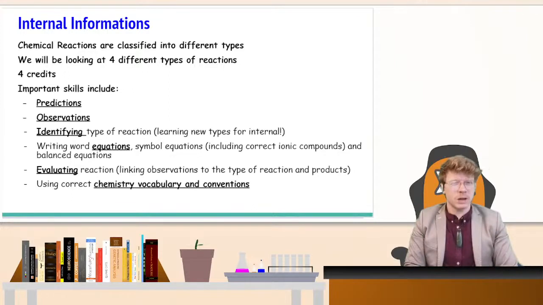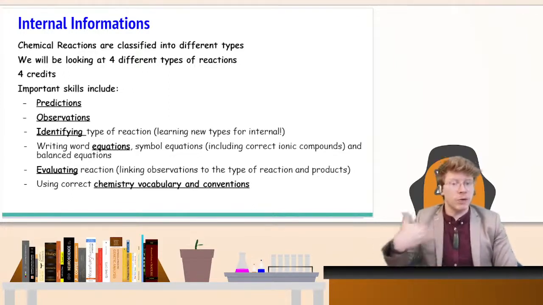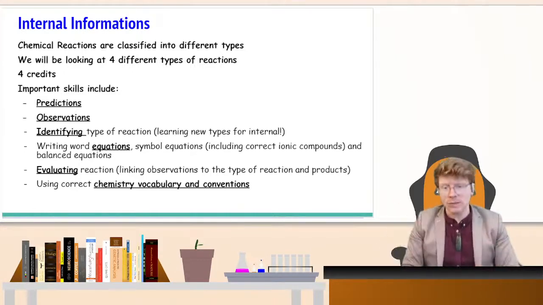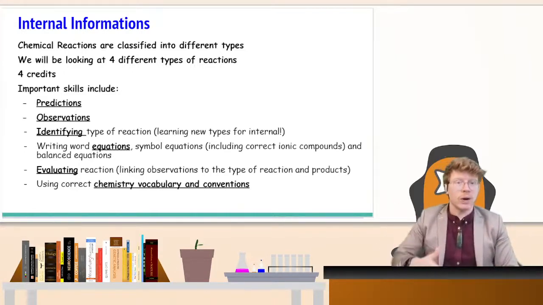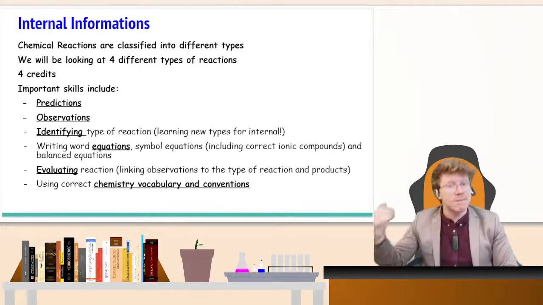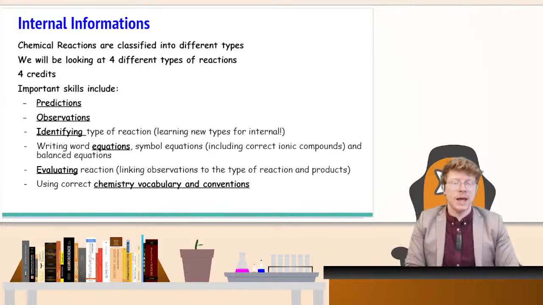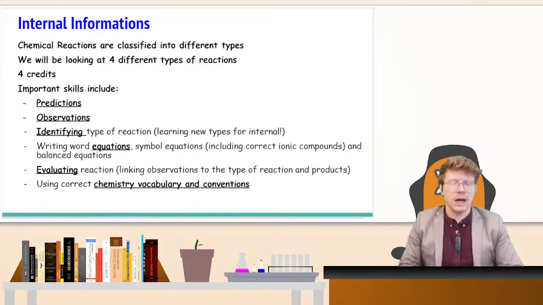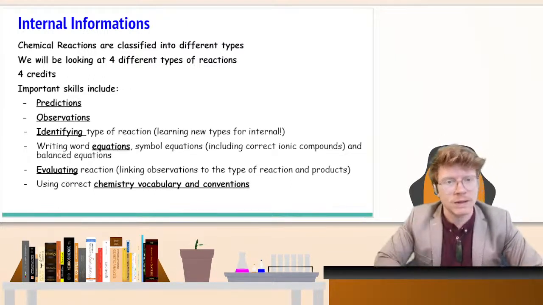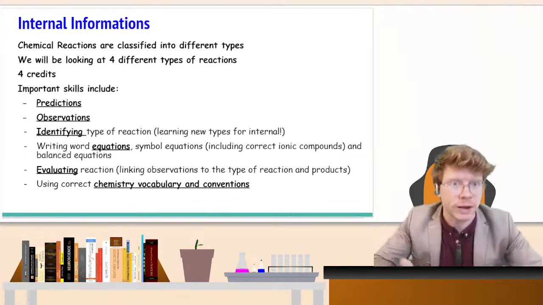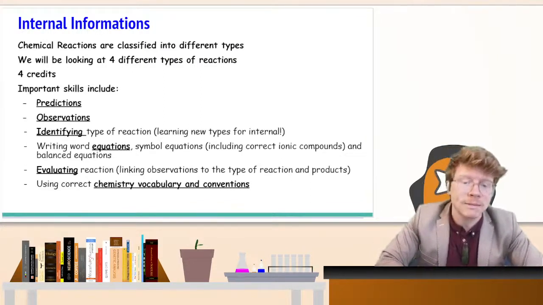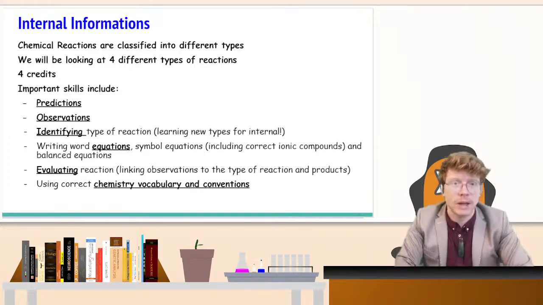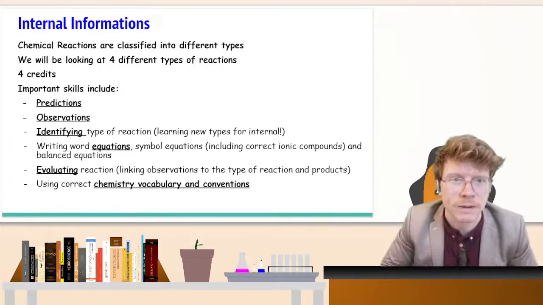The skills that you're going to be working on and that you'll be assessed on are predicting what will occur, observing what occurs, identifying the reaction, writing those word equations, then symbolic equations, then balanced equations, and linking those observations to what you've observed and the types of reaction that you believe it to be, in particular linking to whatever the products are. We also expect that you'll be using correct chemistry vocabulary, which will be refreshing as we go through this. Okay?